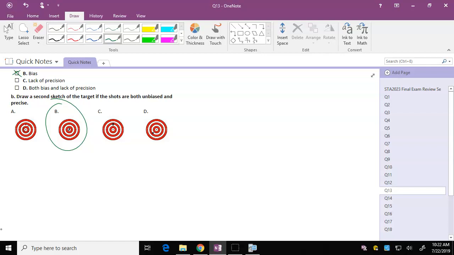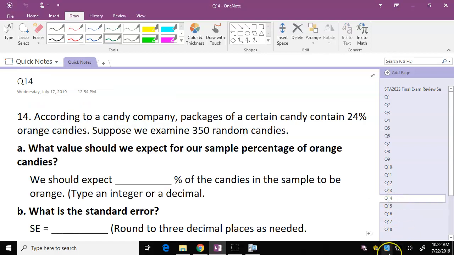Someone's using a little bit of persuasion in their stuff. Okay? Wanda, does that make sense? You're okay? All right. Number 14.